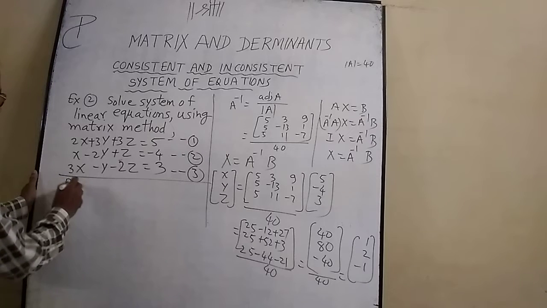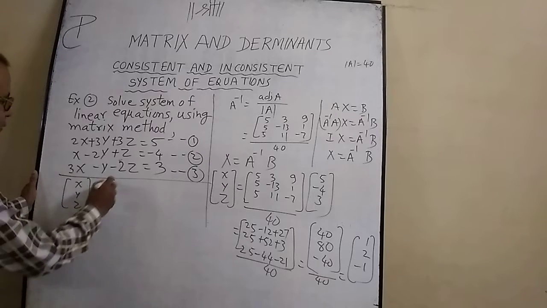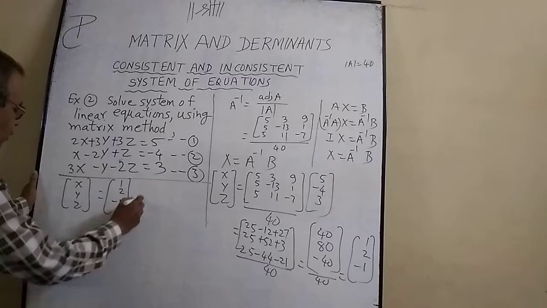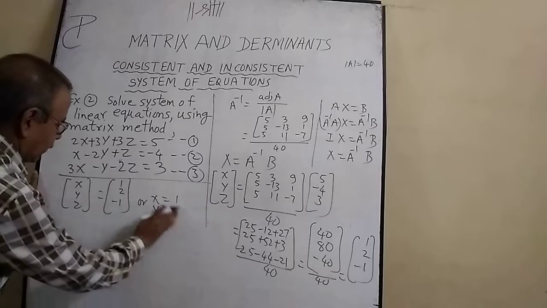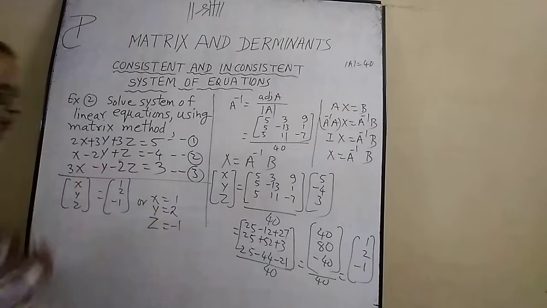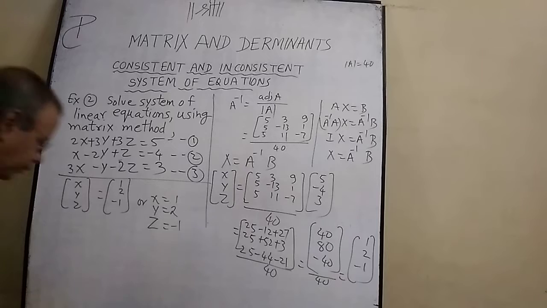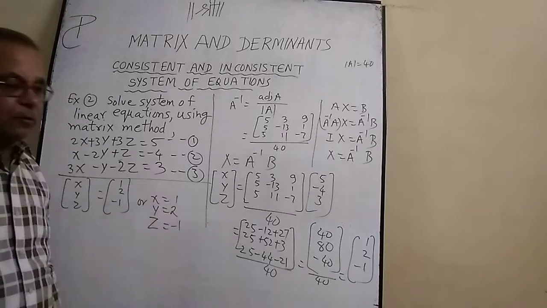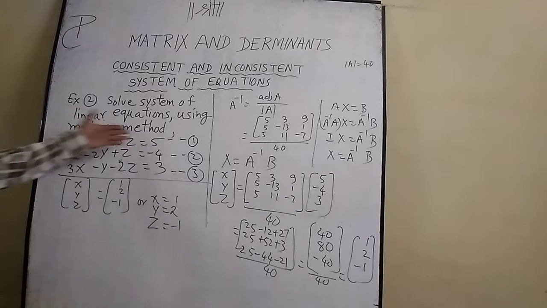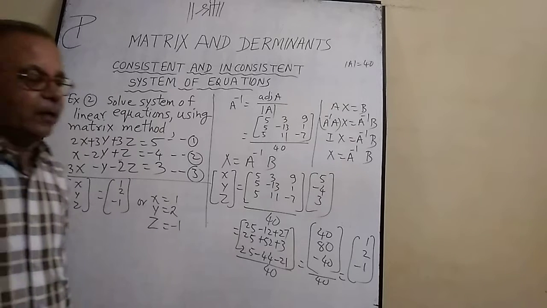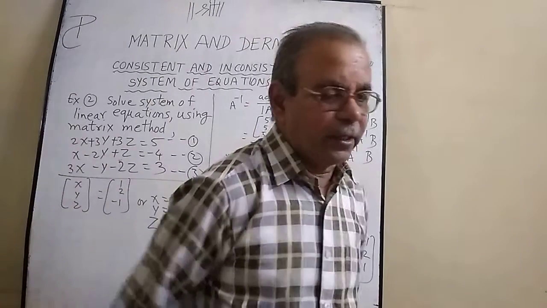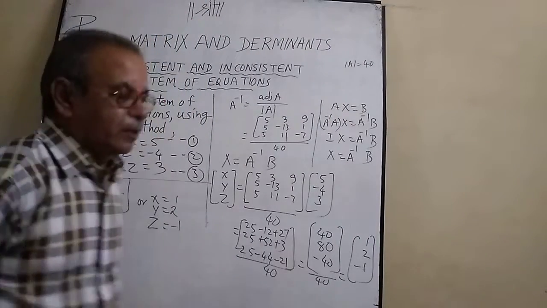So x, y, z is equal to 1, 2, minus 1, or x is equal to 1, y is equal to 2 and z is equal to minus 1. So this is the value of x, y, z. We confirm that if we put x equal to 1, y equal to 2 and z equal to minus 1, we get the required result of the right hand side. Just put these values and it is equal to 5. So now we conclude with consistent and inconsistent, and next time we discuss another topic.